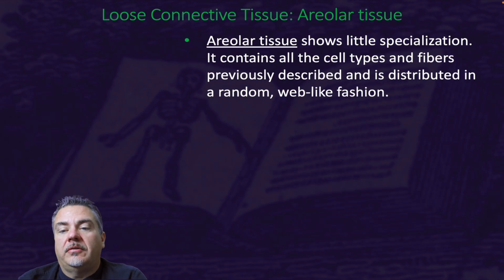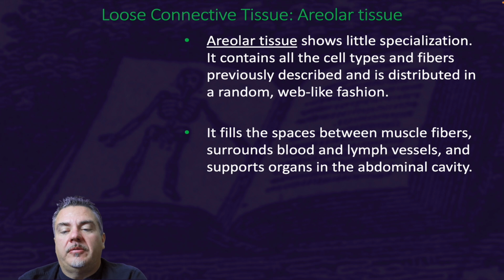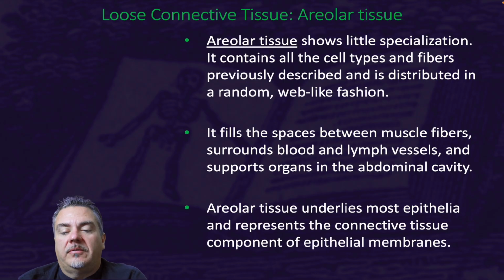Areolar tissue shows little specialization. It contains all the cell types and fibers previously described and is distributed in random, web-like fashion. It fills the spaces between muscle fibers, surrounds blood and lymph vessels, and supports organs in the abdominal cavity. Areolar tissue underlies most epithelia and represents the connective tissue component of epithelial membranes.